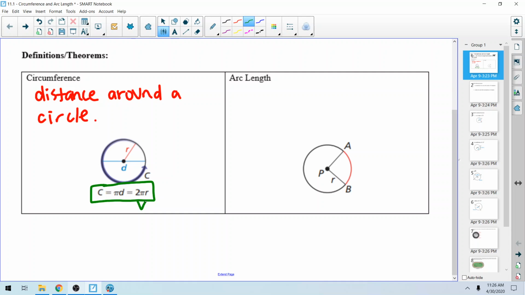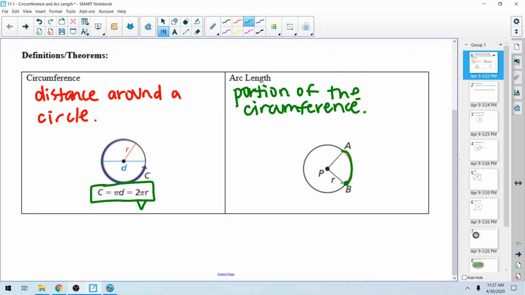Now, the new part that we're going to be covering in this section is arc length. Arc length is a portion of the circumference. If you take a look at our picture, the circumference is the entire way around the circle, versus the arc length is only going to be part of that. So the arc length here is going to be A to B. We're not going to go the whole way around the circle, we're just going to take a portion of it.